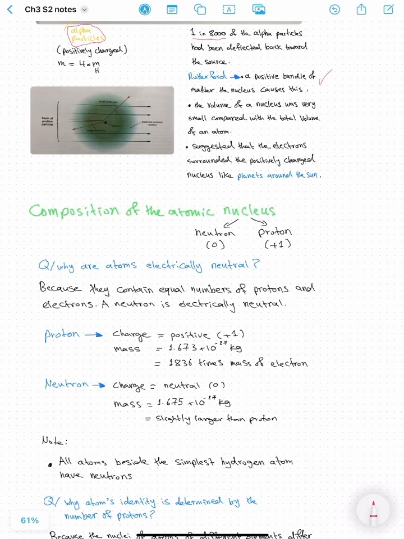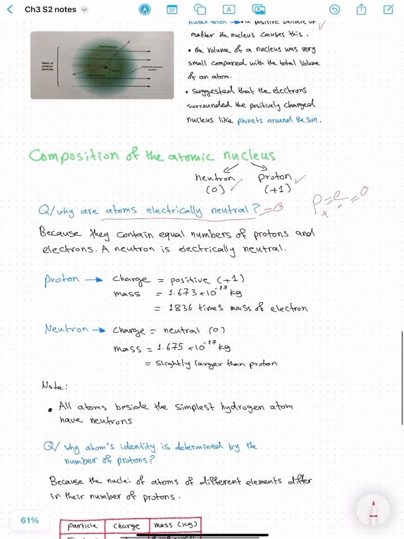What is inside the nucleus? We have neutrons, which are 0 charge, neutral, and we have protons, which are positive. Why are atoms neutral? They have 0 charge because, as we have already mentioned, we have the same number of protons and electrons. So positive and negative, if they're equal, the total charge will be 0.